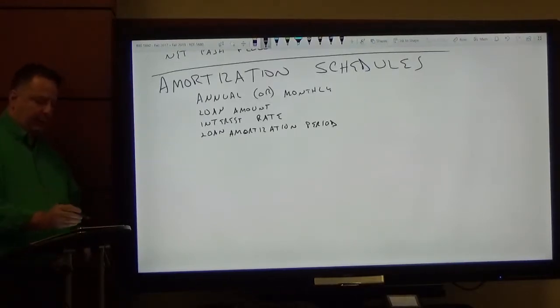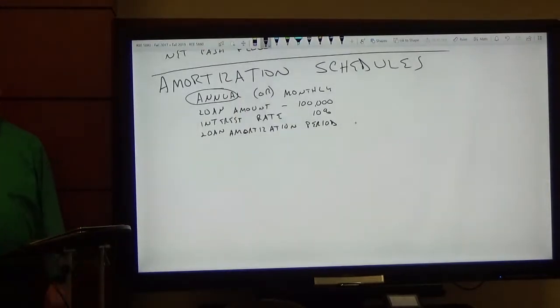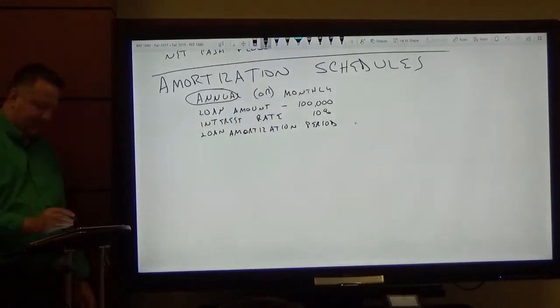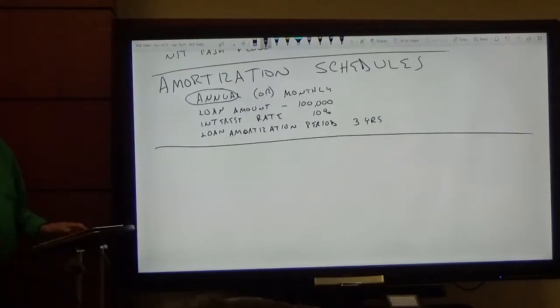So first of all, let's do a simple annual one, and we'll make our loan amount $100,000. We'll make our interest rate 10%. I'm doing this on purpose because of the numbers. And the loan amortization period, in this case, we're going to do it for 3 years. The reason I want to do it for 3 years is so that you can see the full and complete schedule for those 3 years.